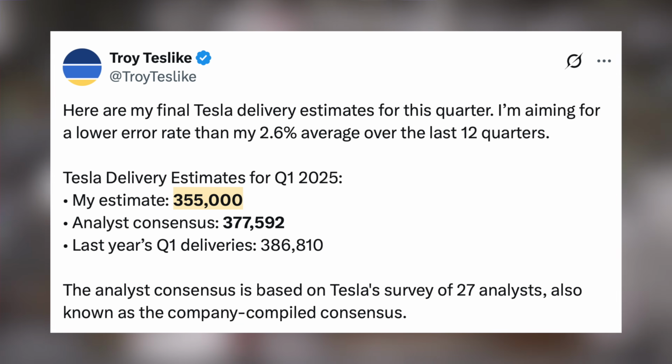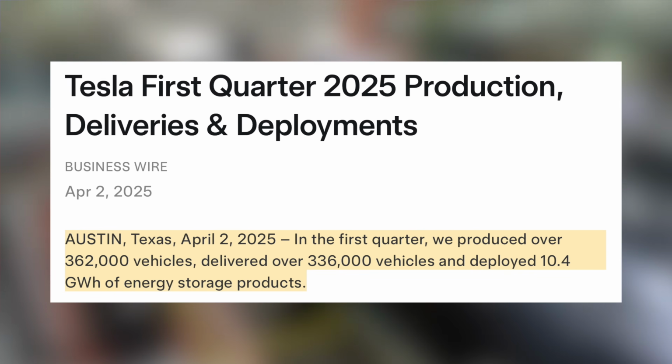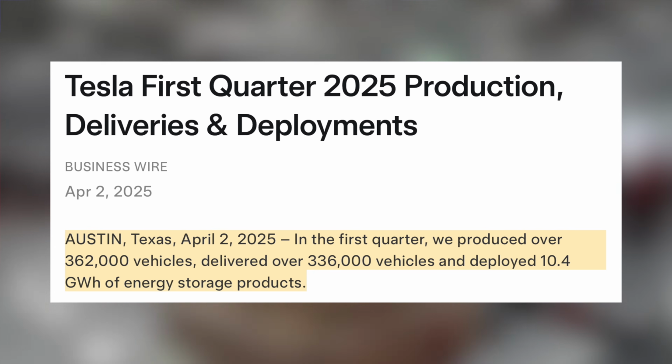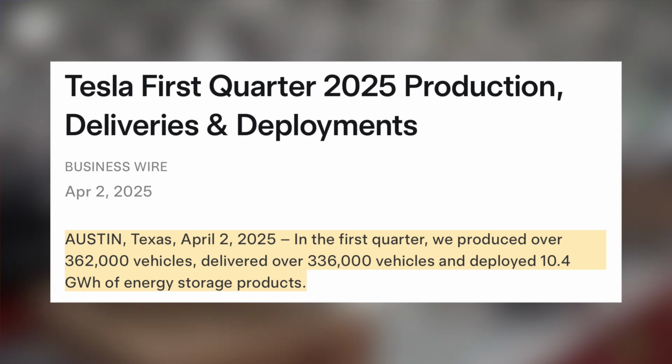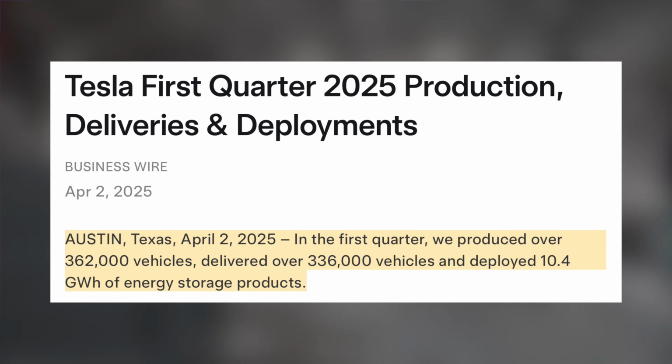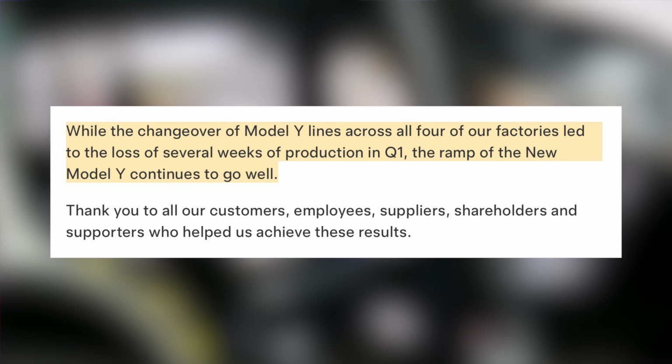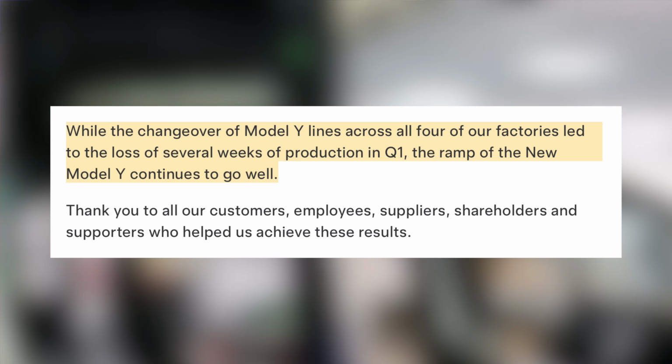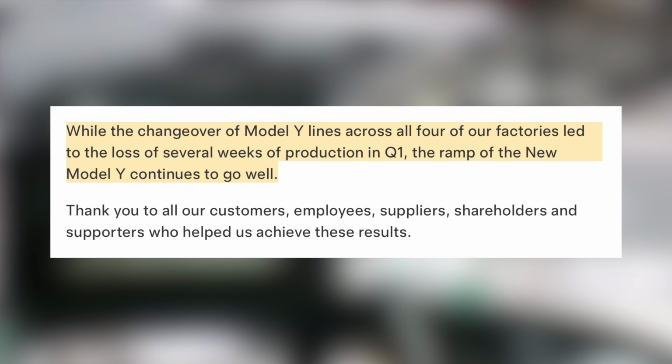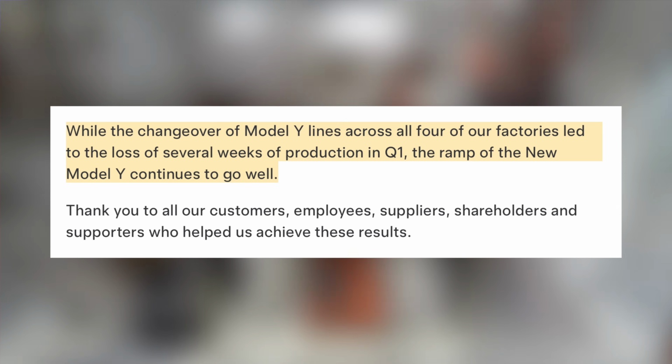Tesla's results officially say in the first quarter, we produced over 362,000 vehicles, delivered over 336,000 vehicles, and deployed 10.4 gigawatt hours of energy storage products. While the changeover of Model Y lines across all 4 of our factories led to the loss of several weeks of production in Q1, the ramp of the new Model Y continues to go well.